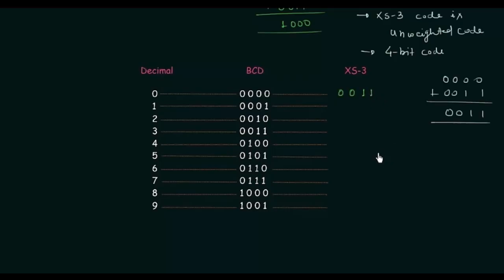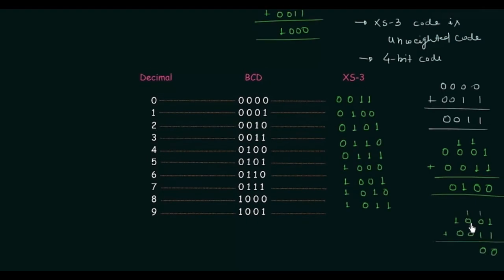In the same way, we will calculate the XS3 for 1. 1 is 0, 0, 0, 1, and we will add 3 to it. 1 plus 1 is 0 with carry 1. 1 plus 0 plus 1 is again 0 with carry 1. 1 plus 0 is 1. So we have 0, 1, 0, 0 as the XS3 code for 1. In the same way, you can complete the table for 2. 1 plus 1 is 0 again. We have 1, 1, 0, 0. So these are the XS3 codes for decimal digits 0 to 9.